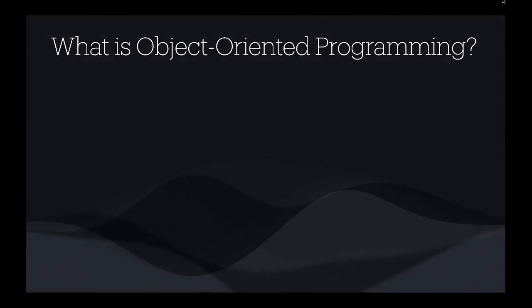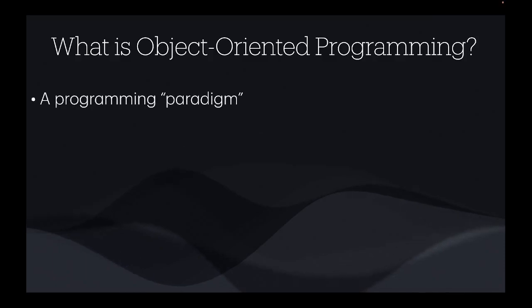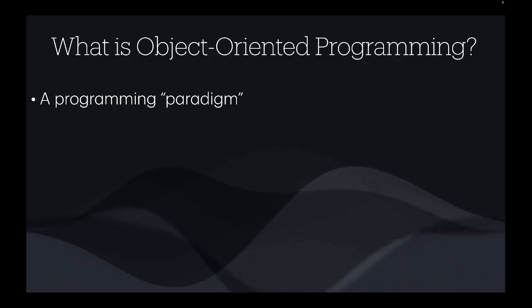And we'll start with the most basic question of all. What is object-oriented programming, or OOP? So the fancy way of saying this is that object-oriented programming is a programming paradigm. It's really kind of an approach to programming. It has to do with the way you organize your code and how you think about solving problems.